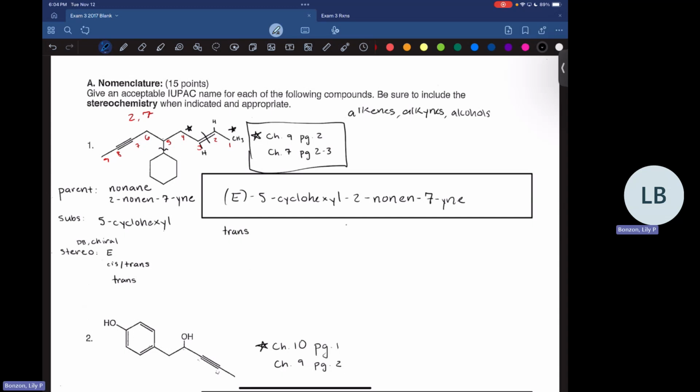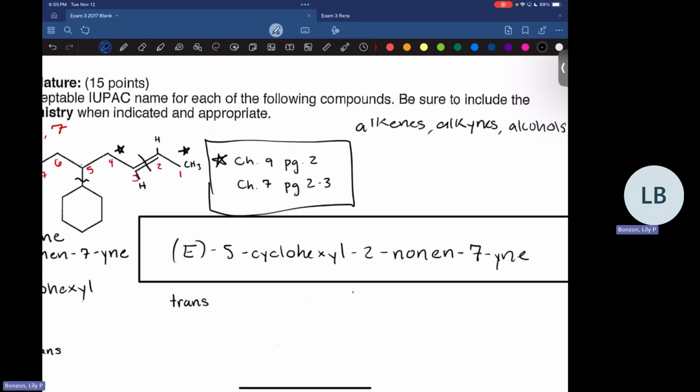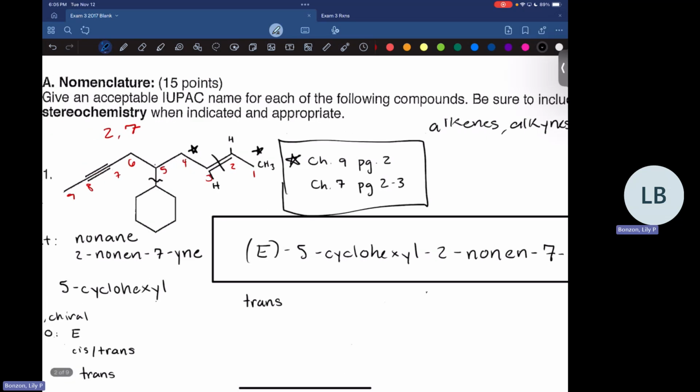So first we identified where the numbers started our double and triple bonds. We found that they were the same. So then the next step from there, this is in chapter 9, page 2. This lists the alkyne rules. And so I believe it's rule 2 or 3 in the notes. It says if the numbers are the same either way, the priority then goes to the double bond. So in that case, we'd give the double bond the lower number. And so that would be numbering from right to left to give the double bond 2 versus 7.